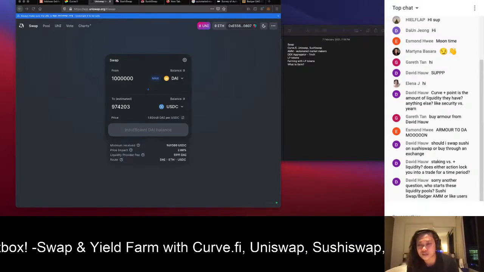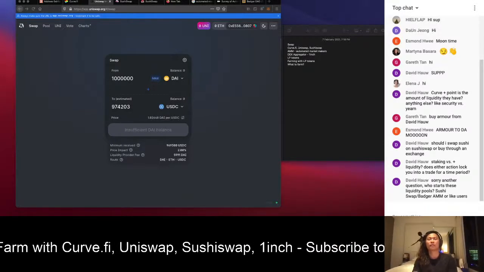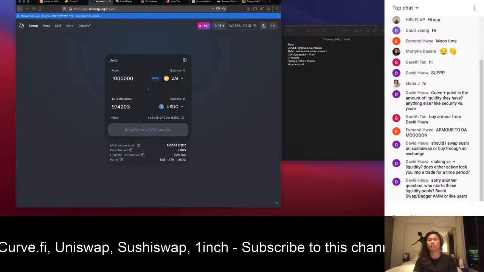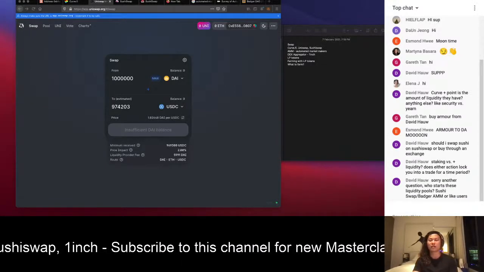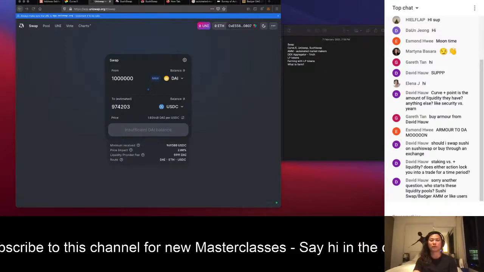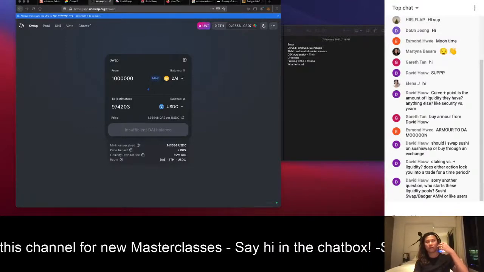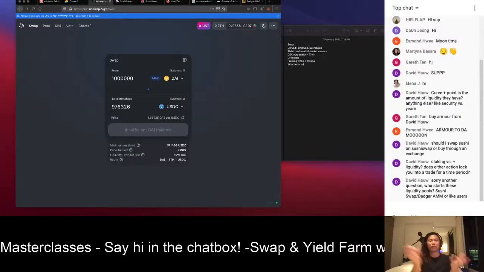Then the last question: who starts these liquidity pools? Any user can start a liquidity pool. That's why it is good and dangerous at the same time. It's good because power to the people. Everybody can start. If I want people to be able to purchase my token, I just have to put in a lot of Ethereum and a lot of my token, and then the liquidity pool is live, right? Everybody can trade it.